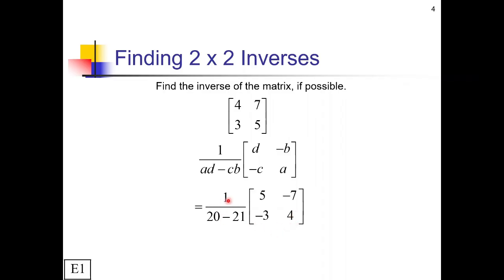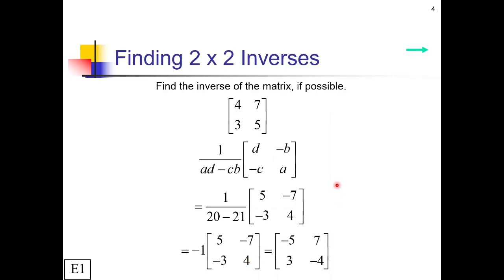Next up, we need to simplify this determinant and then just multiply whatever we get through here as a scalar. So this is just 1 over -1. So we just really have -1 times this whole matrix. So distributing that, we end up with -5, 7, 3, and -4.